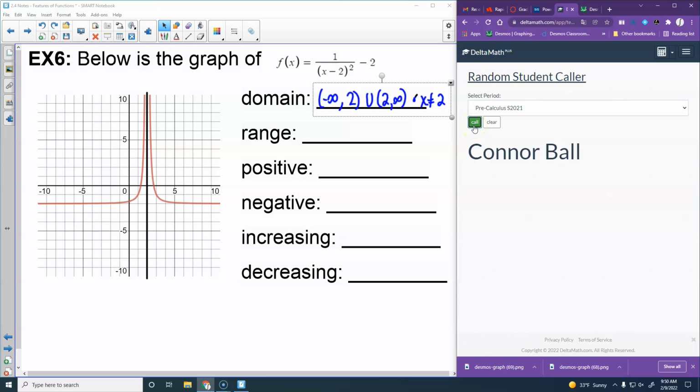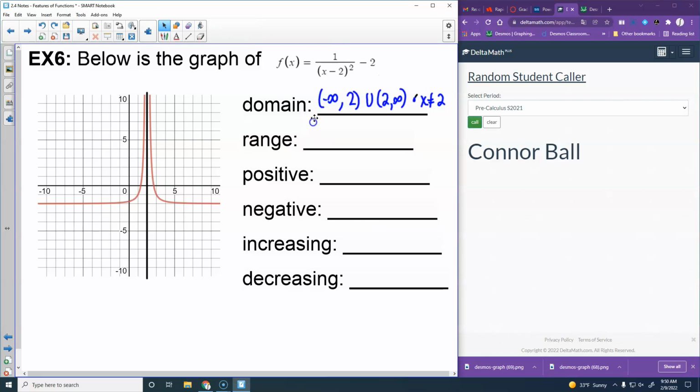All right, Connor, what's the range for that one? Very good. -2 to positive infinity. Remember, this is the only time you're looking at the y-axis. So the very lowest that it goes is right here at this horizontal asymptote that it has at -2. And then it's all up from there. It's going to go up forever. So it'll be -2 to infinity.